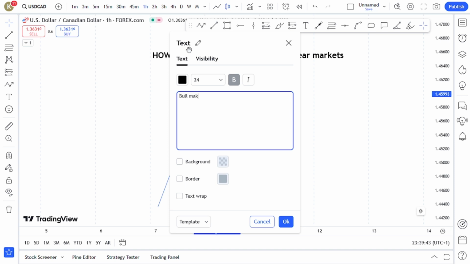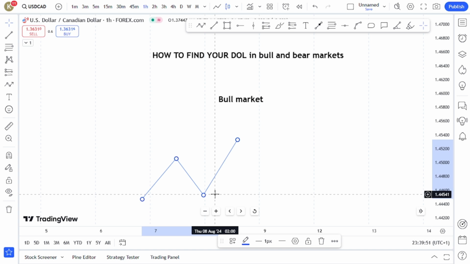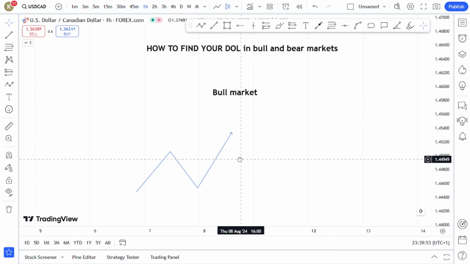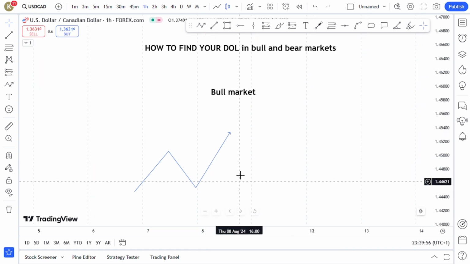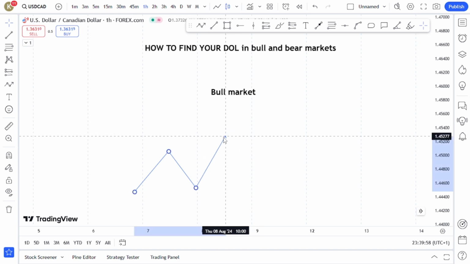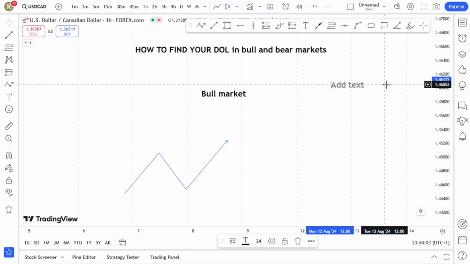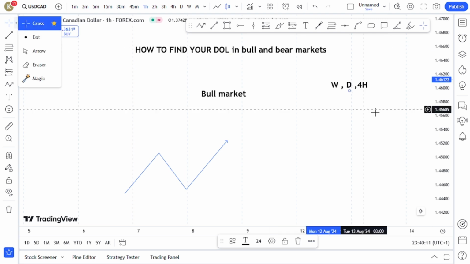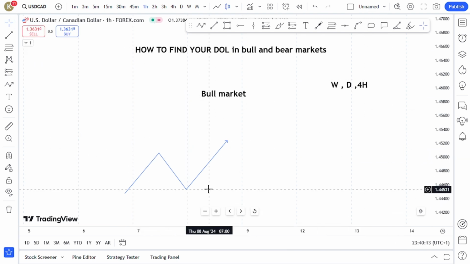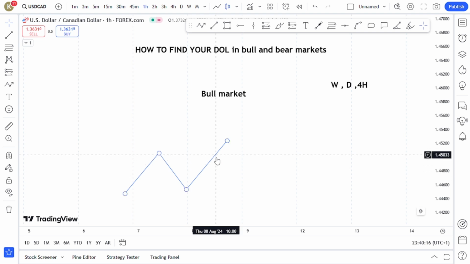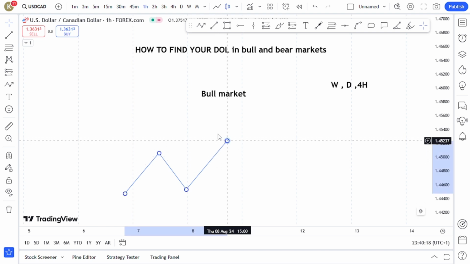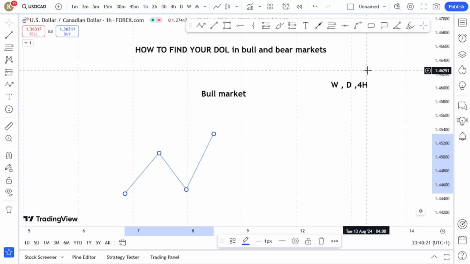The fact that we are dealing with a bull market in this example doesn't mean that we won't find sell trades in a bull market. All I'm going to be teaching you is what to do. Now, across these time frames, weekly, daily, and 4 hours, across these 3 time frames, you will need to apply this logic I'm showing you. When you apply this logic, you're going to know how to find your draw on liquidity on these 3 time frames.